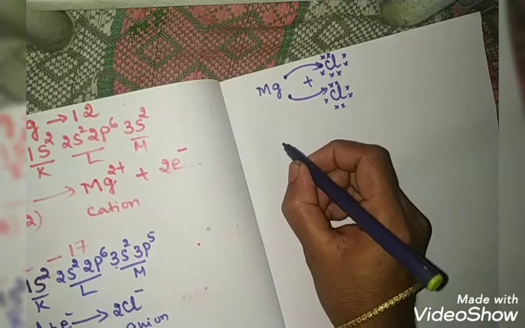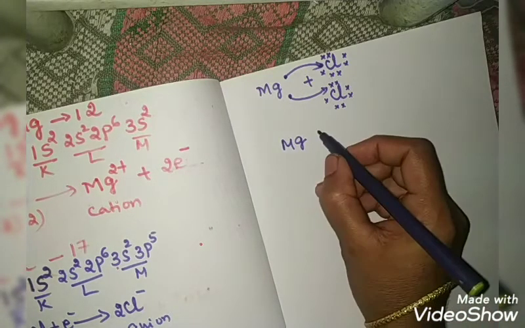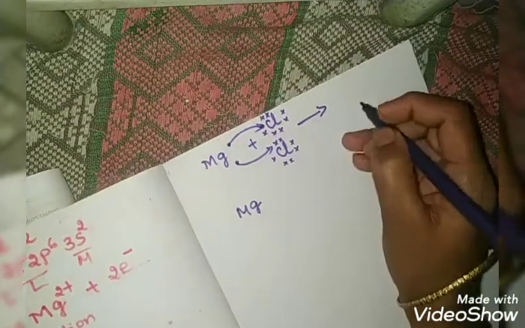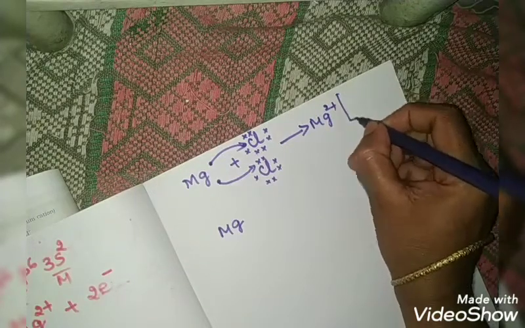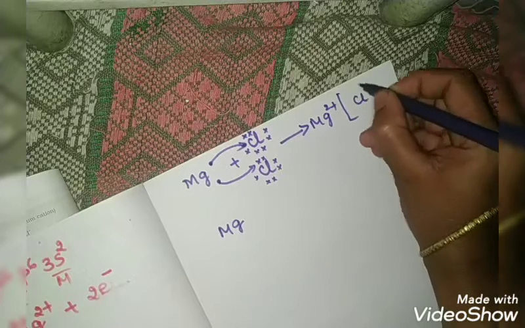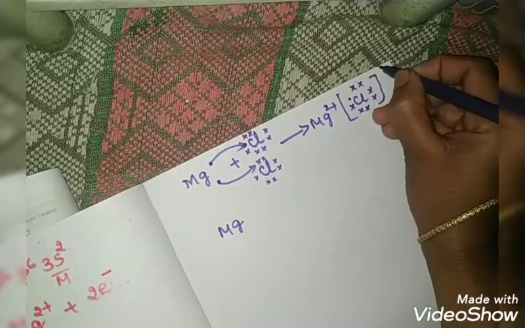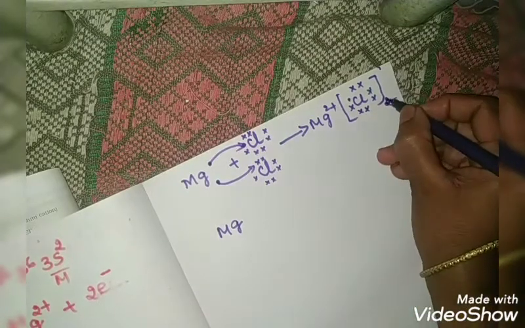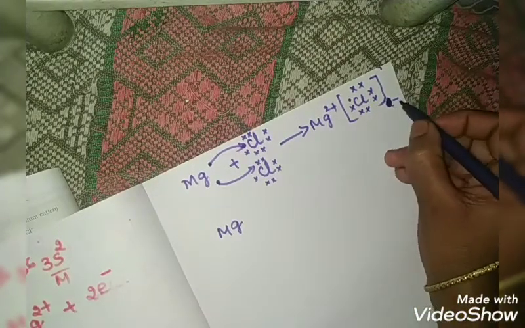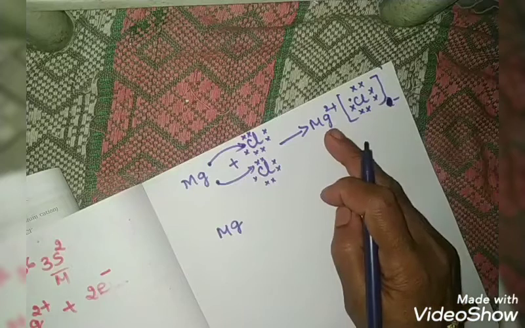And so what happened here now? Magnesium reacting with this gives what? Here you can write magnesium 2 plus, you must write, children. And here chlorine 2 like this, and here minus you must write. Here you have to write minus, here 2 plus. Magnesium has lost 2 electrons. So here you can observe.